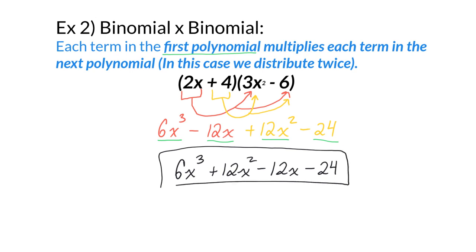So as we go to simplify, we first distribute, same as before. We then collect like terms, same as before. And now we're going to check the order of our polynomial.